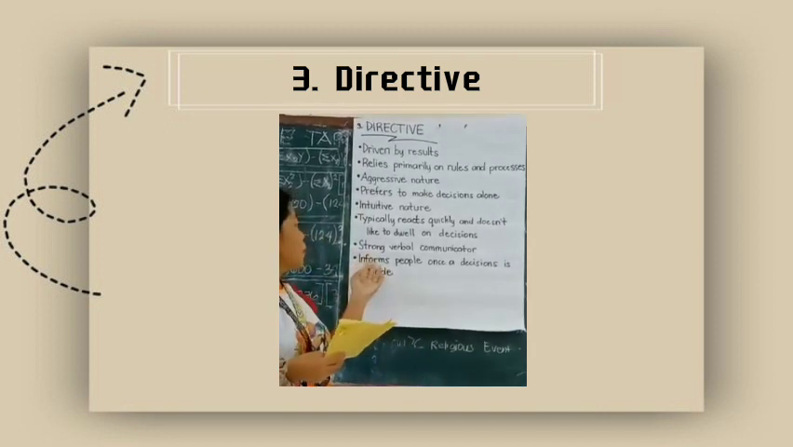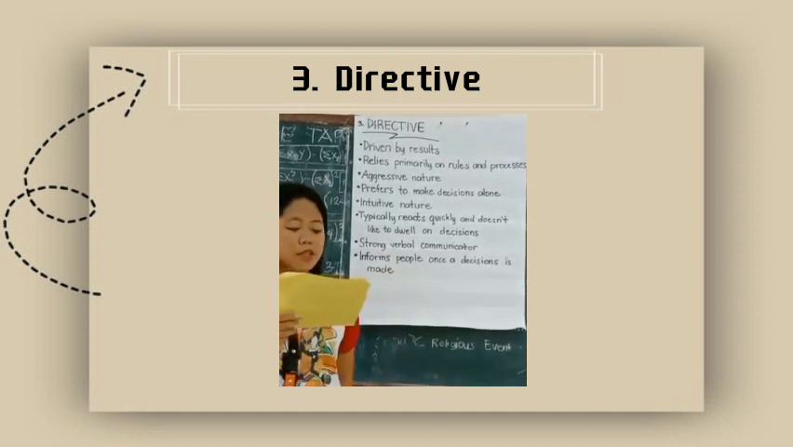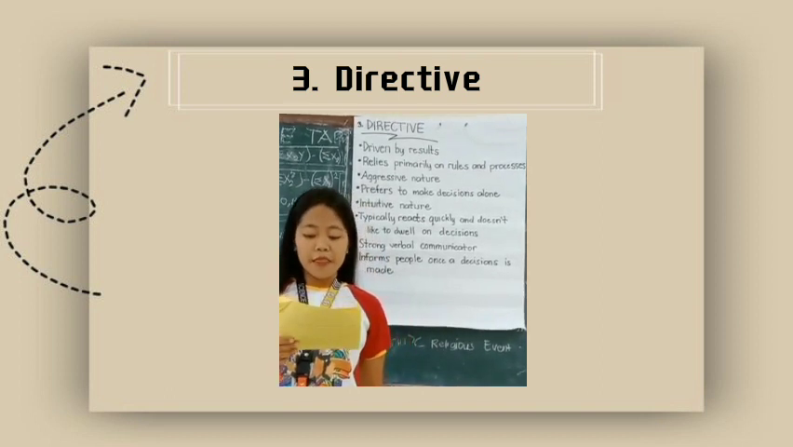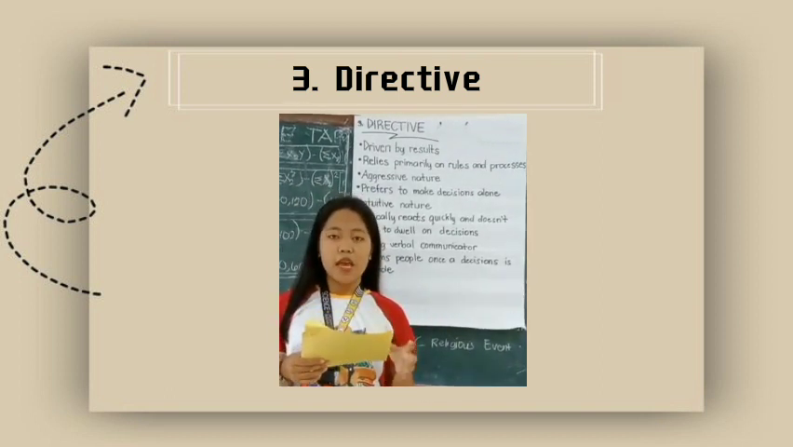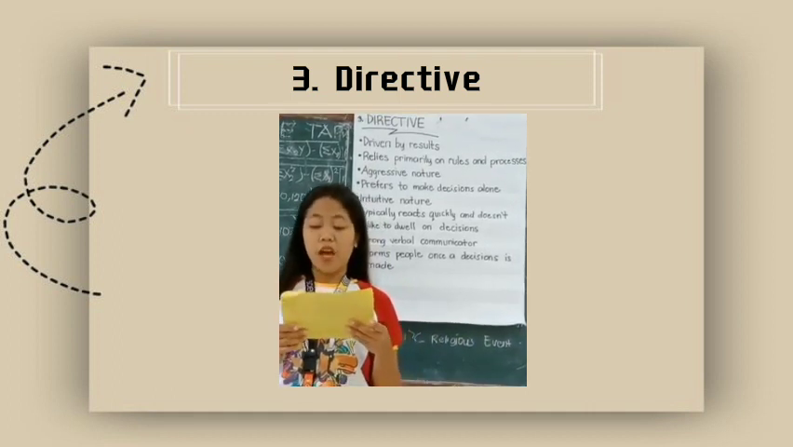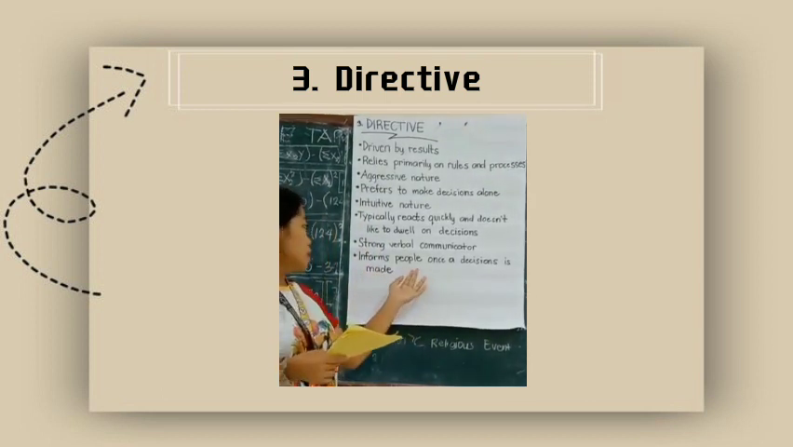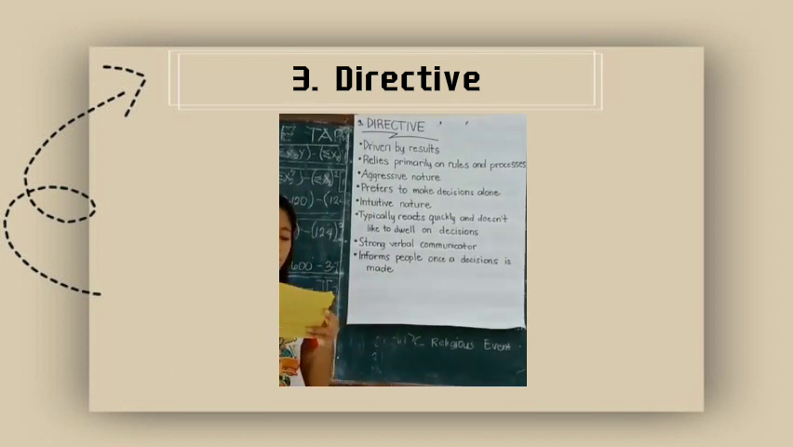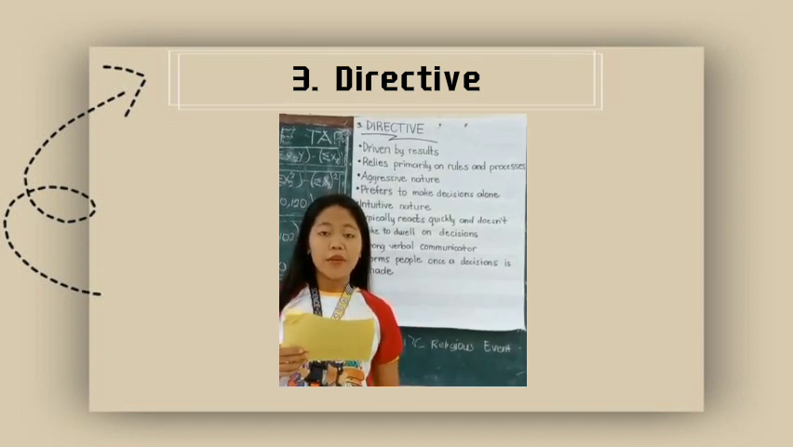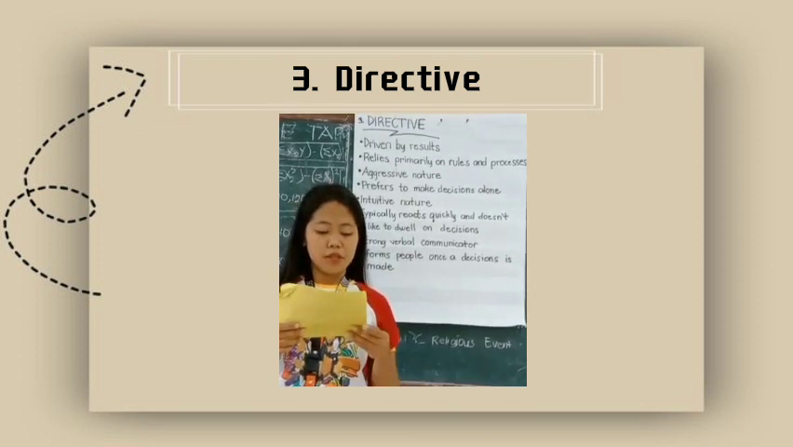Next is strong verbal communicator. Strong verbal communicators can clearly, effectively, and emphatically communicate their ideas, or truly listen to and give feedback on others' ideas. Next is enforce people once a decision is made, by identifying a decision, gathering information, and assessing alternative solutions.